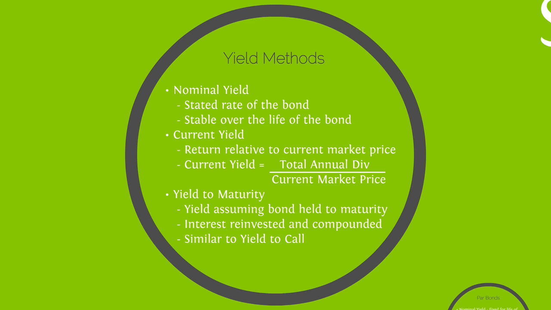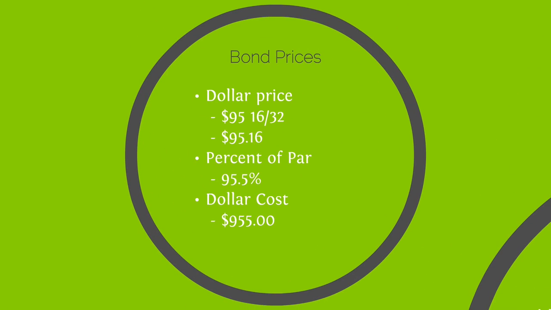A yield to maturity takes into account a shorter time or life of the bond that can occur if the bond is called or put or otherwise paid early prior to the final set maturity. So the yield ends up being a little bit different since it's over a shorter time period. Bond prices can take different forms, such as this dollar price, the percent of par, or a dollar cost.